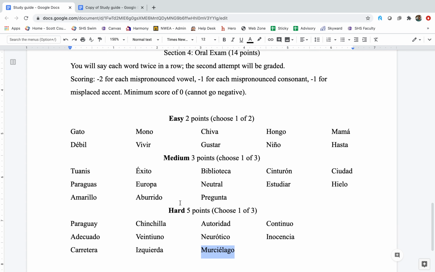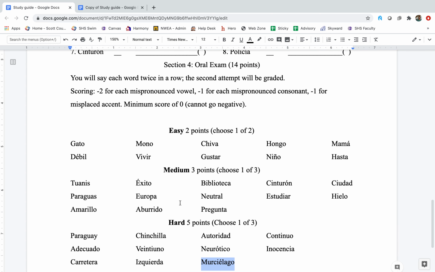So you're getting 10 points for pronunciation of these words. The scoring is very simple. If you mispronounce a vowel sound, that's a pretty serious mistake. That would be like saying chaiba instead of chiba. It'd be like saying ongo instead of hongo. So if you mispronounce a vowel sound, minus 2 points.